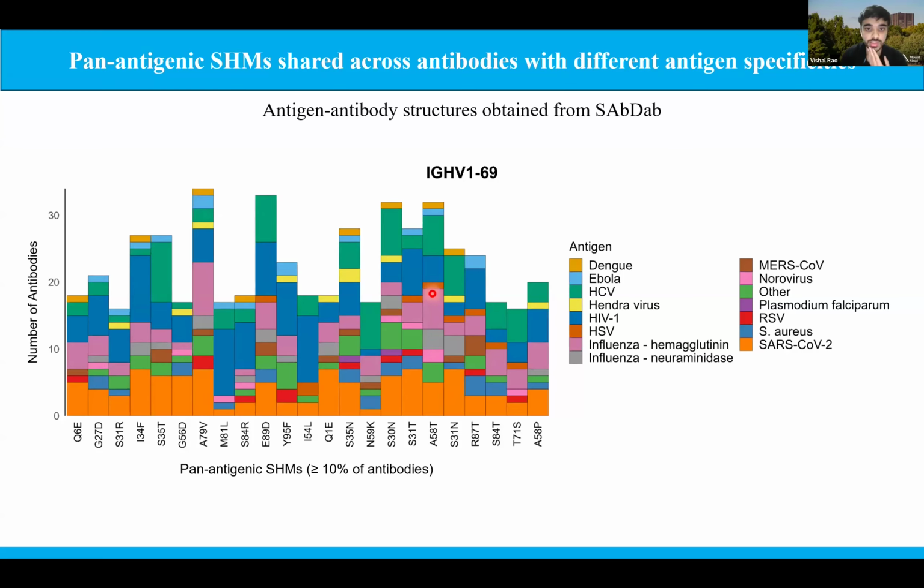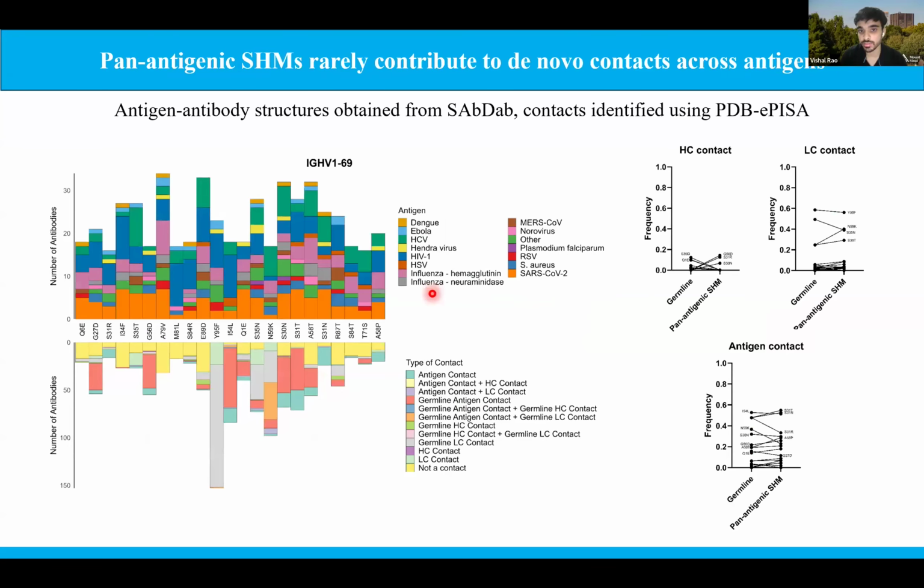So each column here again is a mutation, and the different colors represent how many different antigens they're shared across. Since we had the data of antigen antibody structures, we could also look at contacts to see if these mutations were also forming contacts with the antigens. And here, what we also did was, for each antibody, we looked at whether the residue, if it's mutated, is it a contact? But if it's not mutated, is the germline a contact as well? Basically, to see how often the mutation creates a de novo contact beyond the germline residue.